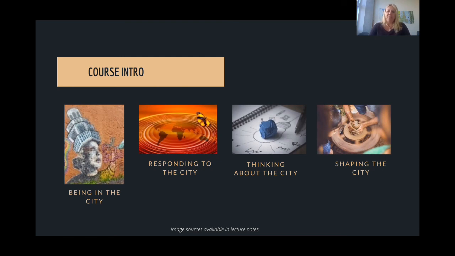And then finally, shaping the city. So thinking about what that's actually meant for planning on the ground. So a few lectures will focus on just one of these themes, but most of them will recognize that it's hard to tease them apart from each other.